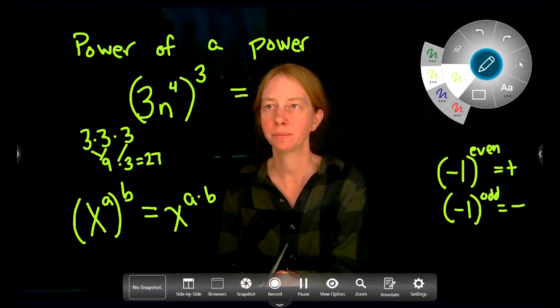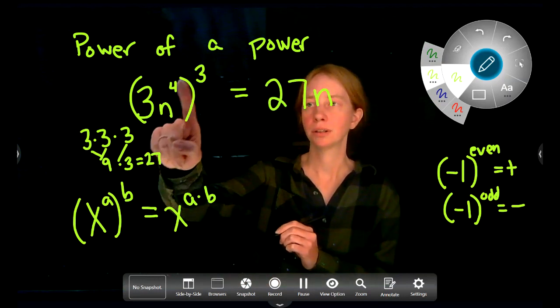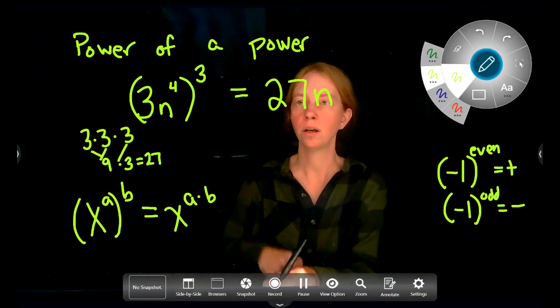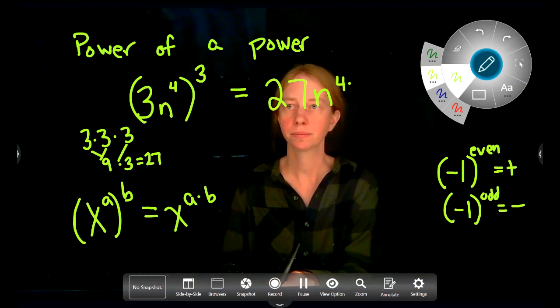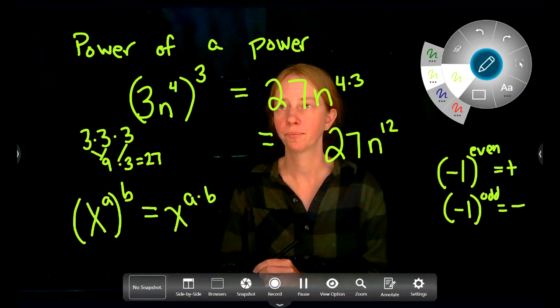So that's 27 n to the, and we have a 4 and a 3. So we're going to use this rule, 4 times 3. So this is equal to 27 n to the 12th power.